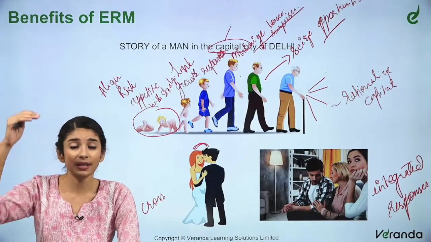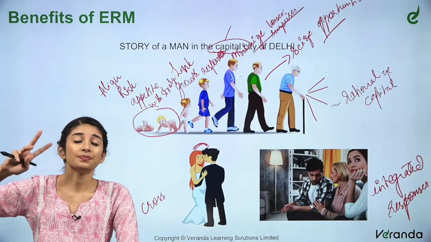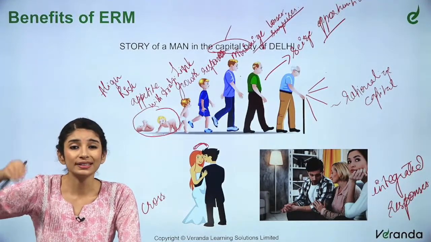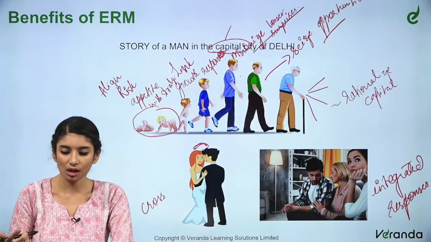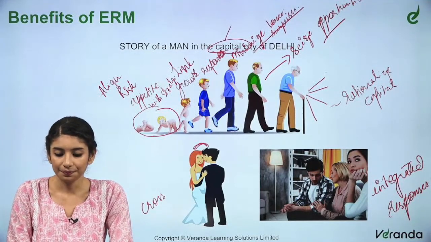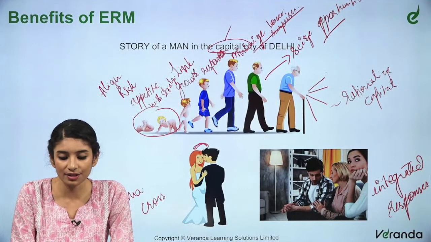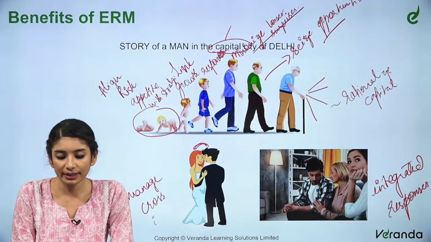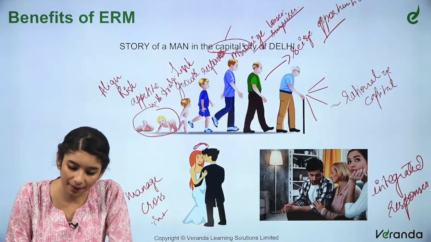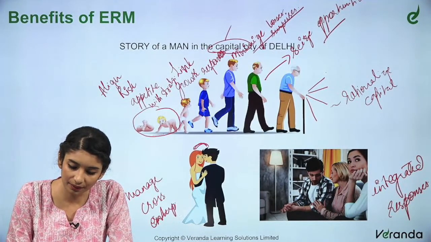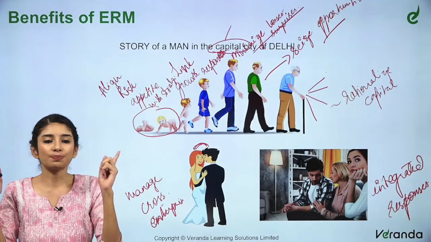Next, he grows up a little more. His parents are scared, and they want the losses and surprises to be minimum. Minimize operational losses and surprises. And manage cross-enterprise risk. Then we have integrated responses to multiple risks.